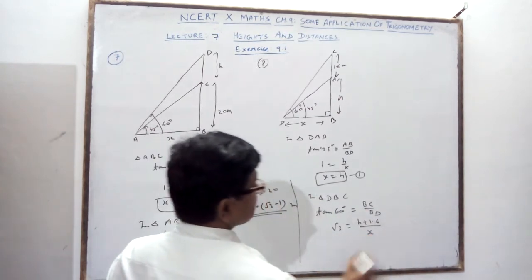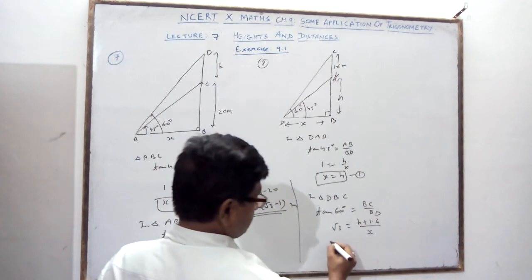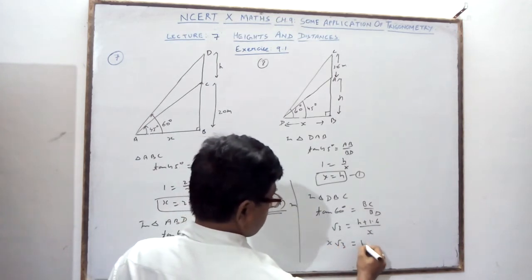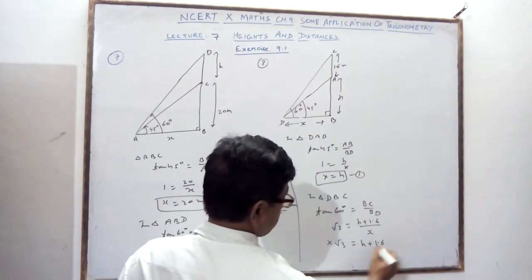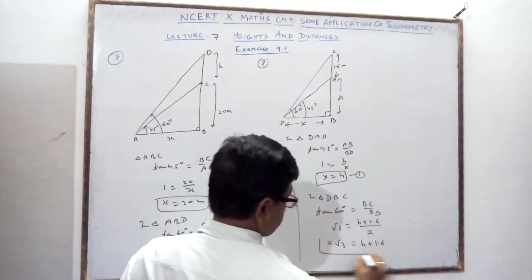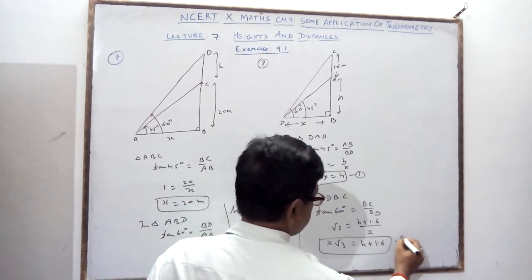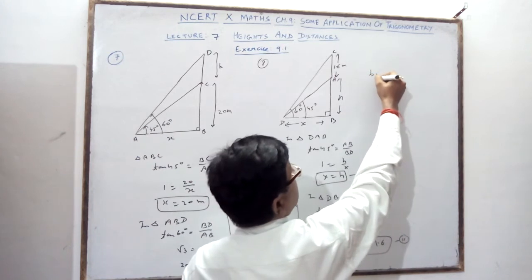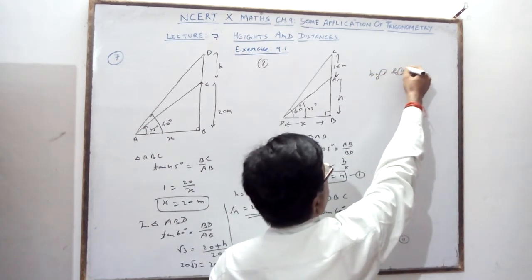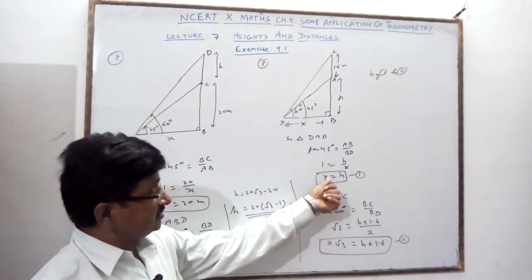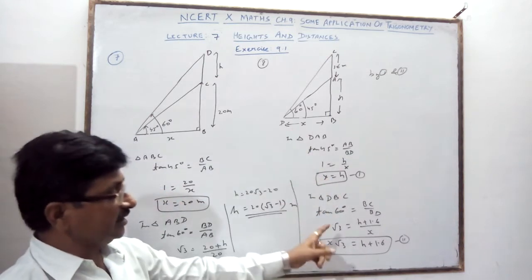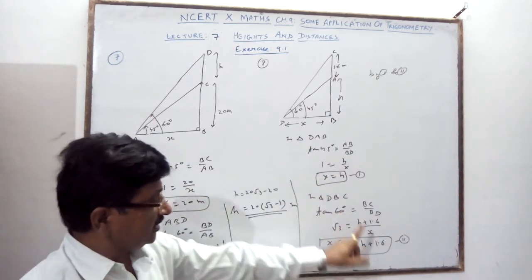BD is x. So in its place you can write x root 3 is equal to h plus 1.6. It is your second equation. By first and second, put the value of x at this place. You want h, no need to find x. So write h here, don't write x here.